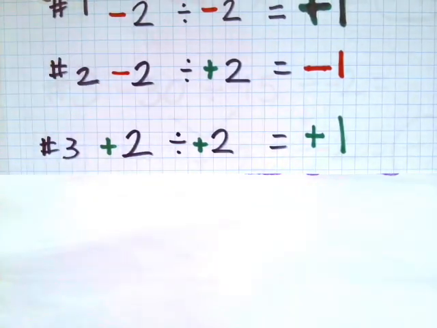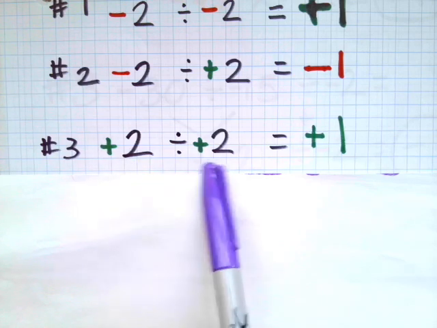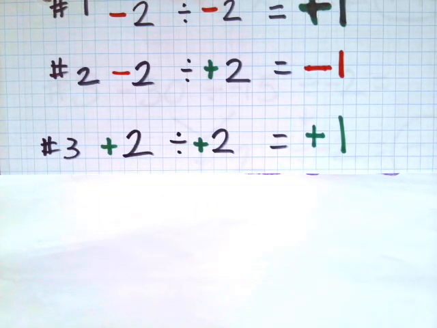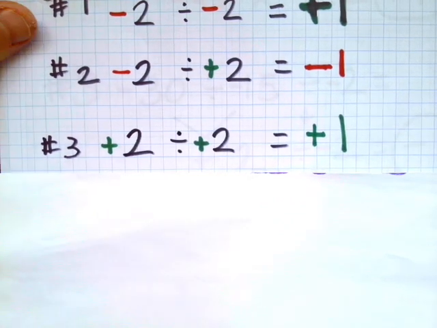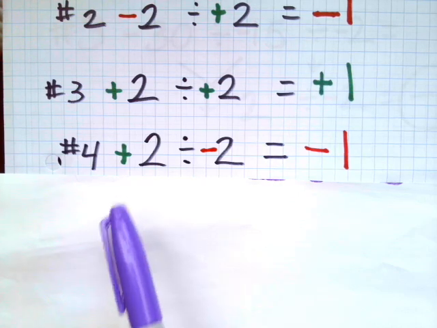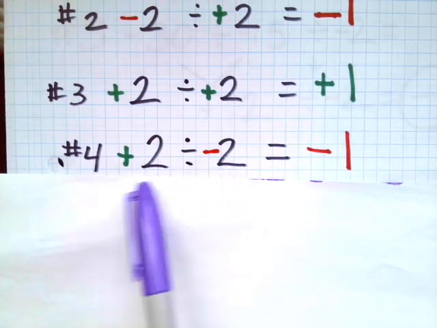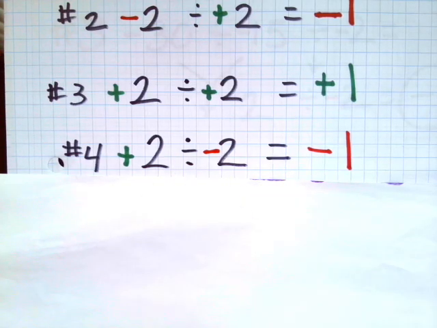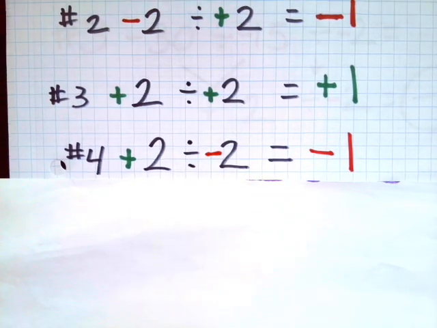Number 3. Positive and positive, they're the same signs here. When multiplying or dividing, will always give you a positive answer. 2 divided by 2 is 1. And number 4, we got a positive 2 divided by a negative 2. They're different signs. I know it's going to be a negative. And 2 divided by 2 is 1.